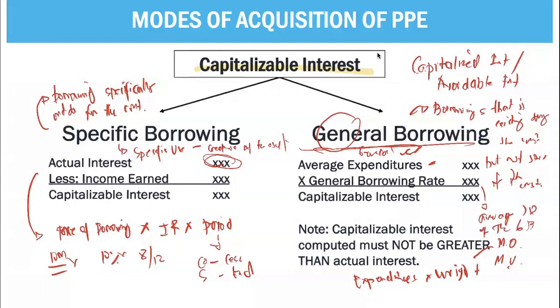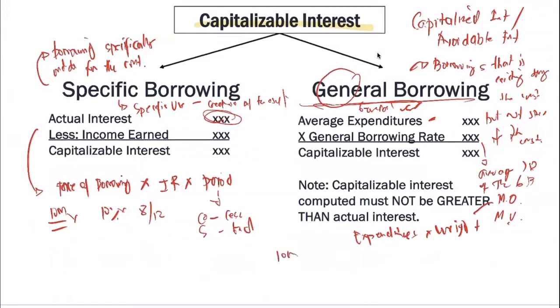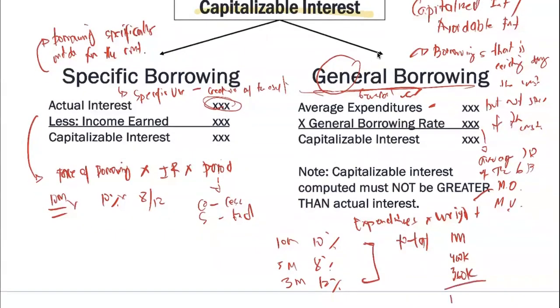So if you have different general borrowings, for example, we have here 10 million at 10%, 5 million at 8%, 3 million at 12%. You get the total interest first. So what is the total interest? The total interest is equal to 10 million times 10%, that is 1 million. 5 million times 8%, that is 400,000. And then 3 million times 12%, 360,000. So 1 million plus 400,000 plus 360,000 is 1,760,000. And the total face amount is 18 million.